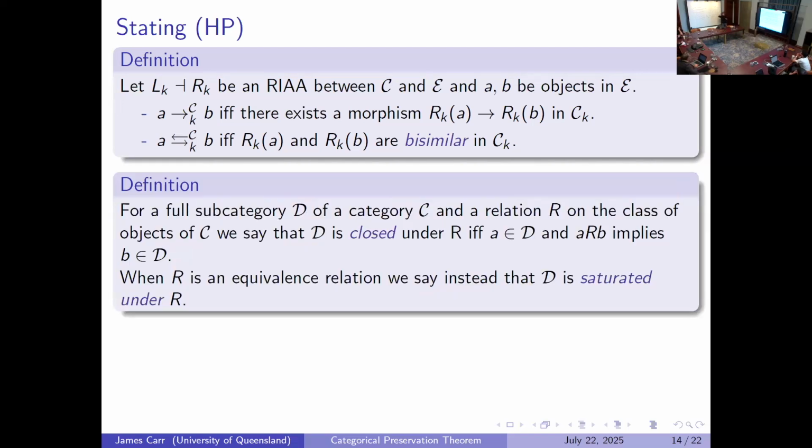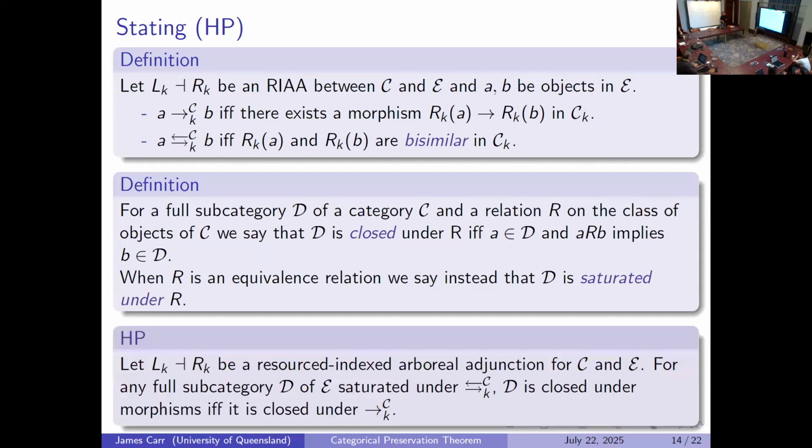Given any kind of relation on objects within a category, just to introduce some terminology, we're going to say that a subcategory is closed under a relation when, if something belongs to the subcategory and that object relates to another, then that thing is also in it. That's very standard. And then we use saturated to mean the dual version of that. So when R is an equivalence relation and this property holds, then we say that D is saturated.